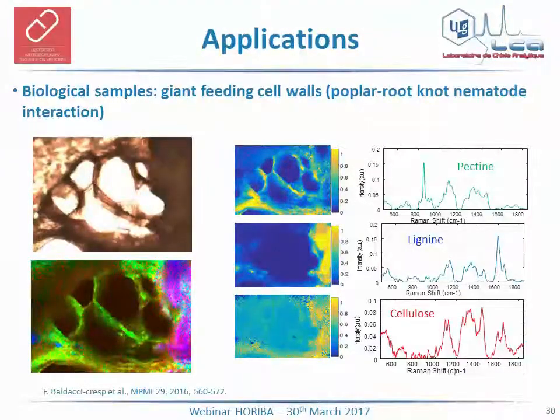The second biological application concerns the determination of the chemical composition of giant feeding cell walls of poplar. In this study, a focus was made on the identification and spatial distribution of pectin in green, lignin in blue, and cellulose in red, which are the three main cell wall components that are well characterized by Raman imaging.